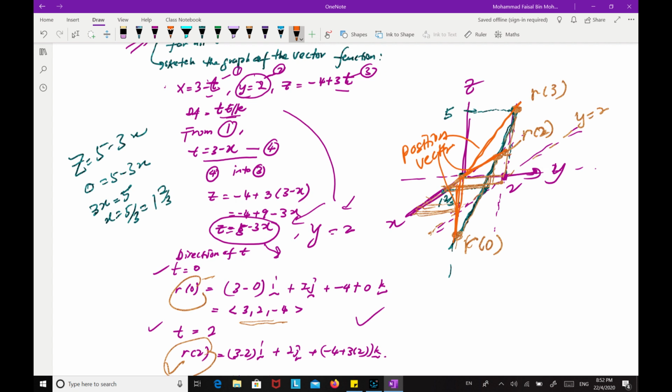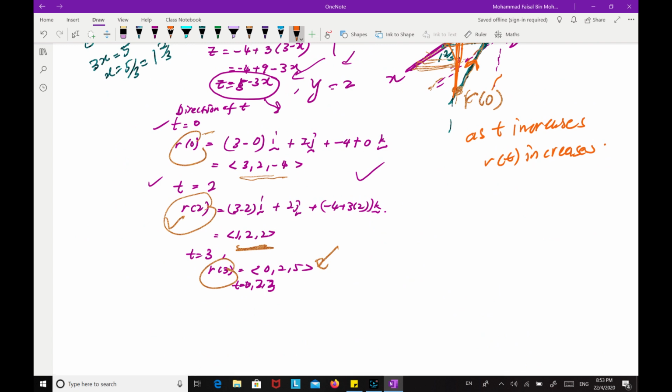So when T increases from 0 to 2 to 3, the R(t) also increases. As T increases, R(t) increases. Okay, we just want to draw the direction. So in the direction, they are moving upward. You want to see the direction. Okay, this is for the first part.